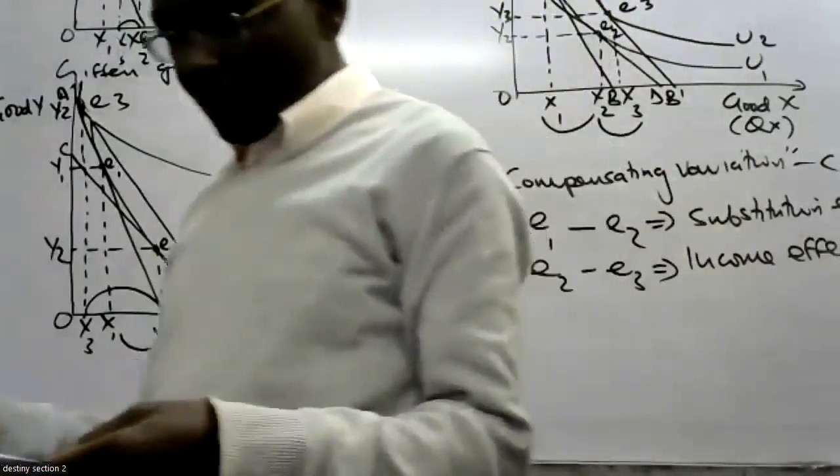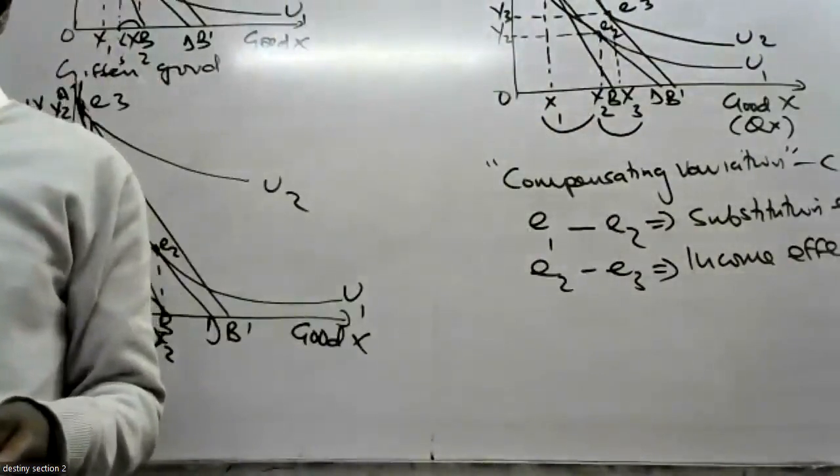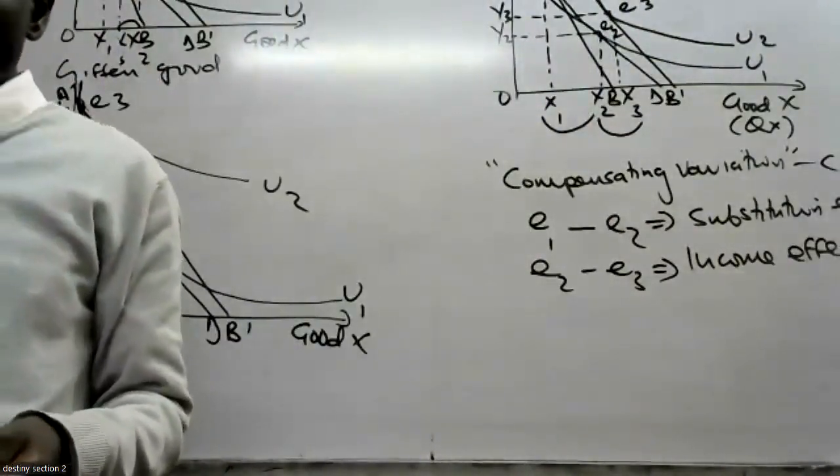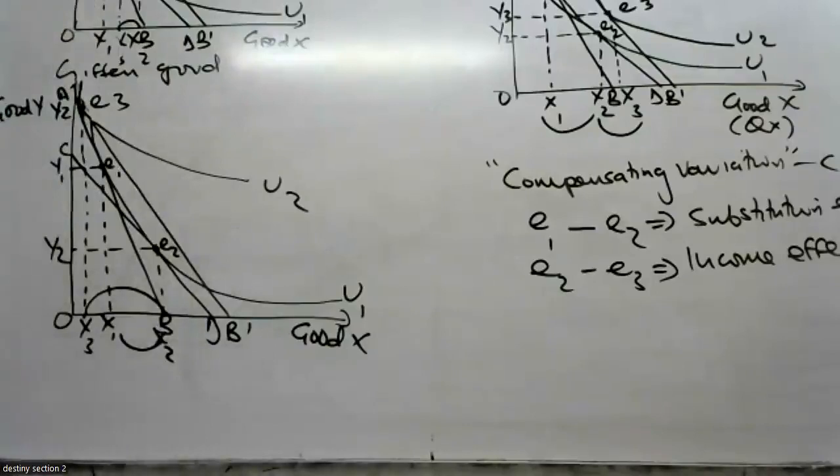So I'm reading on page 7 to distinguish between inferior and Giffen good. An inferior good is one for which an increase in the consumer's real income leads to a fall in the demand of the good. That's an inferior good. A Giffen good is a very inferior, a more inferior good with an upward sloping demand curve.